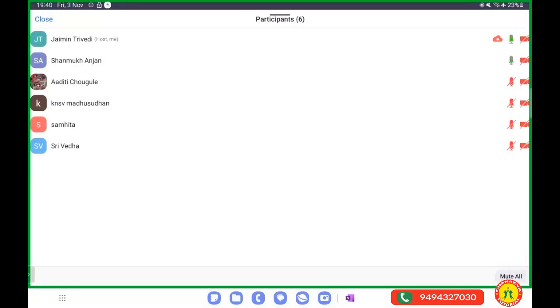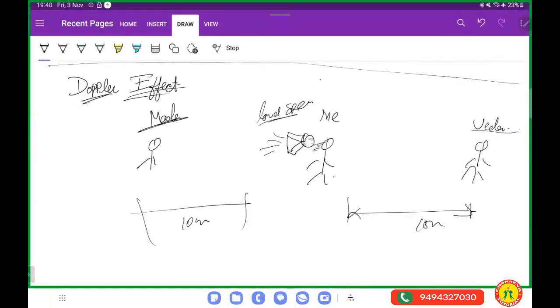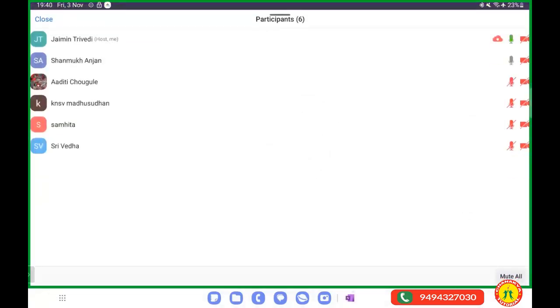Okay, I'm speaking the same way as I'm speaking right now, same voice, but the distance between them is just 10 meters each. They are both nearby. I'm speaking into the loudspeaker, not just normal voice obviously. They could hear, sir. Both could hear, right? What do you think, Aditi? Both could hear?